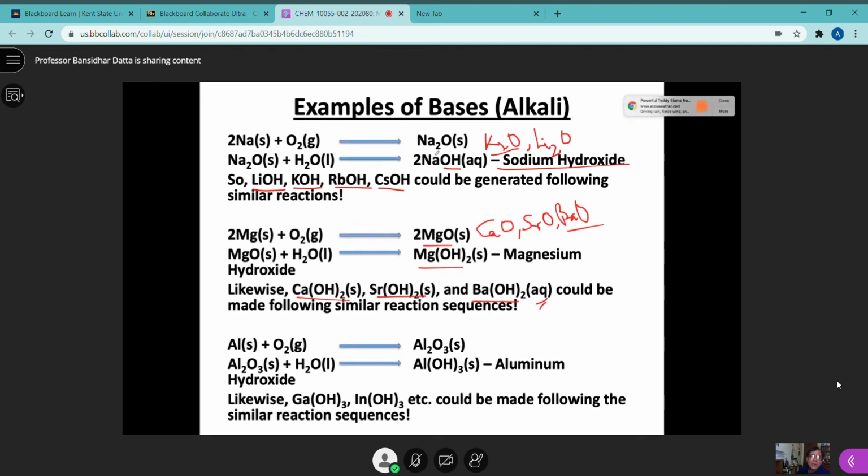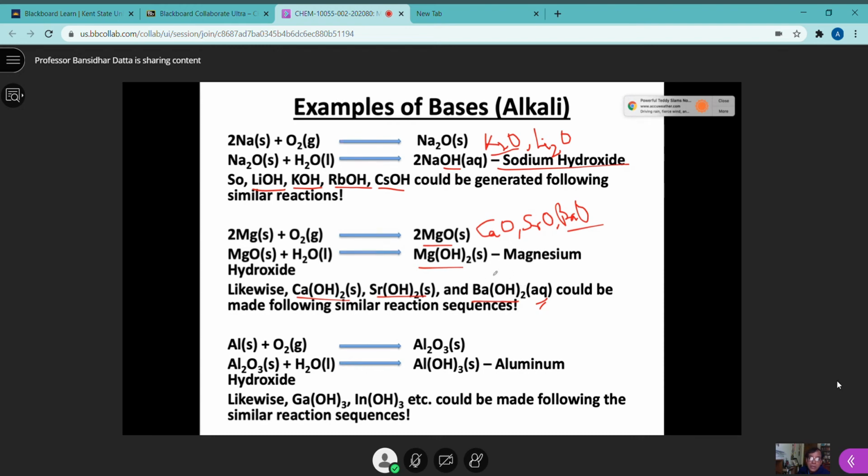So sodium hydroxide and all group 1 hydroxides are strong bases. Group 2 hydroxides are mostly insoluble. Barium hydroxide is the exception. It is soluble and a very strong base. We'll come back to that.